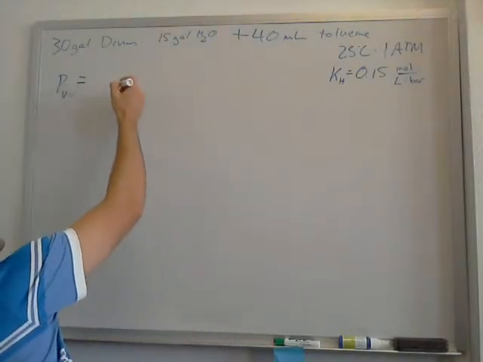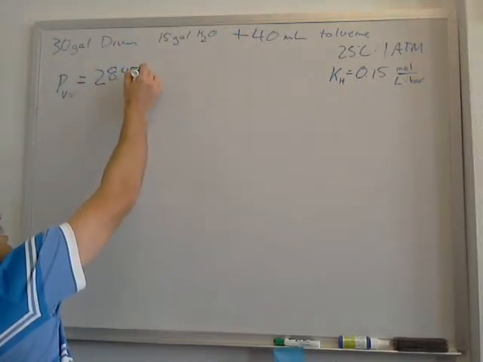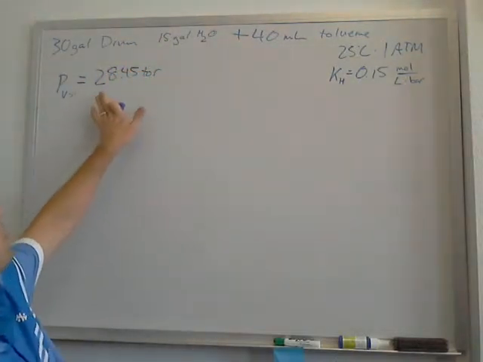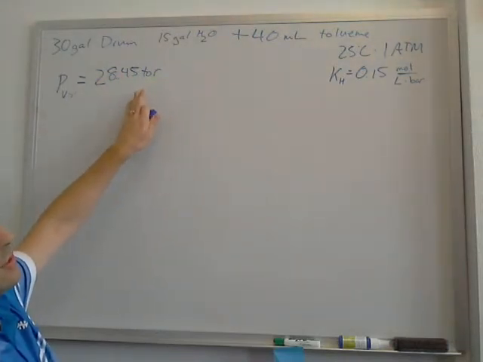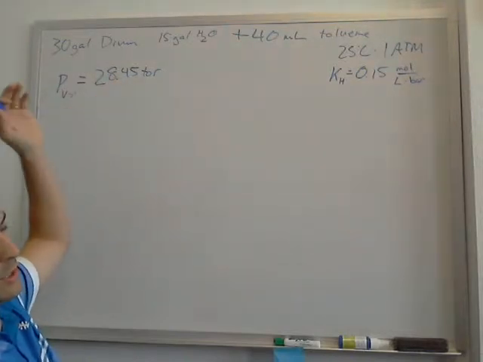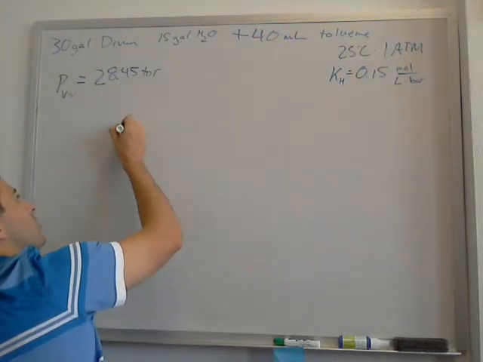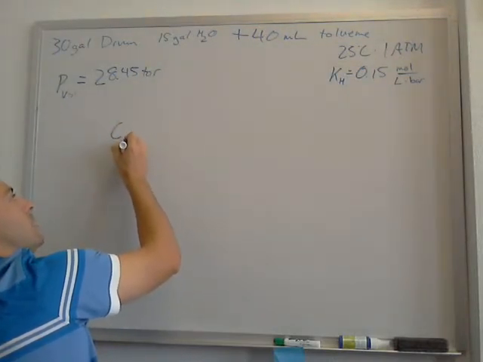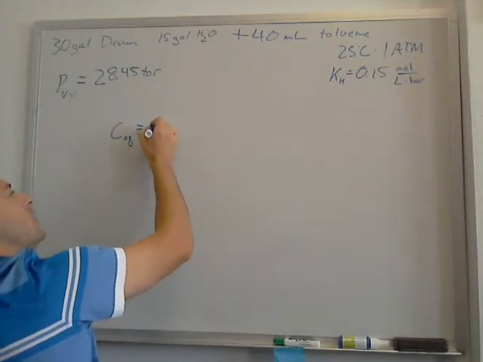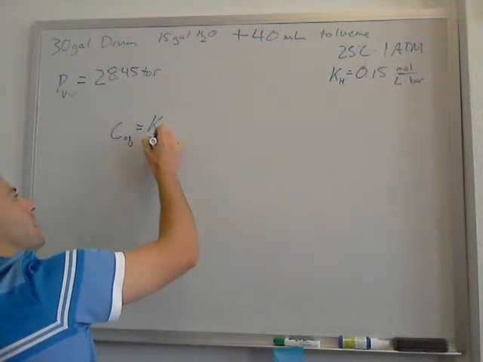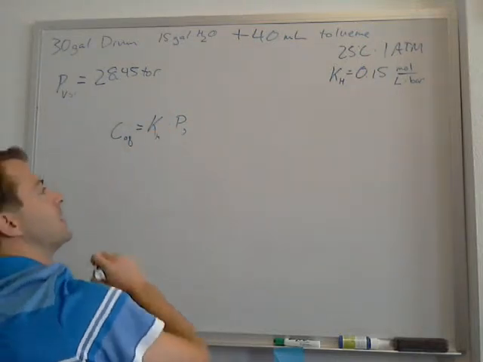So in these conditions, it's 28.45 torr. So 28.45 torr is the maximum pressure, the pressure that will be exerted by toluene in equilibrium with itself. So this is its vapor pressure. This is also the pressure that will go into our calculation for concentration of toluene in the aqueous phase, which is going to be equal to Henry's Law constant multiplied by this pressure from the gas phase.